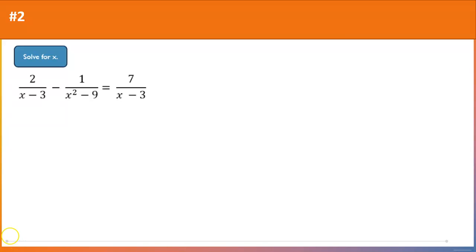Solve for x. So right now we have three fractions or rational expressions. This is an equation. All right, so how do we actually solve this?